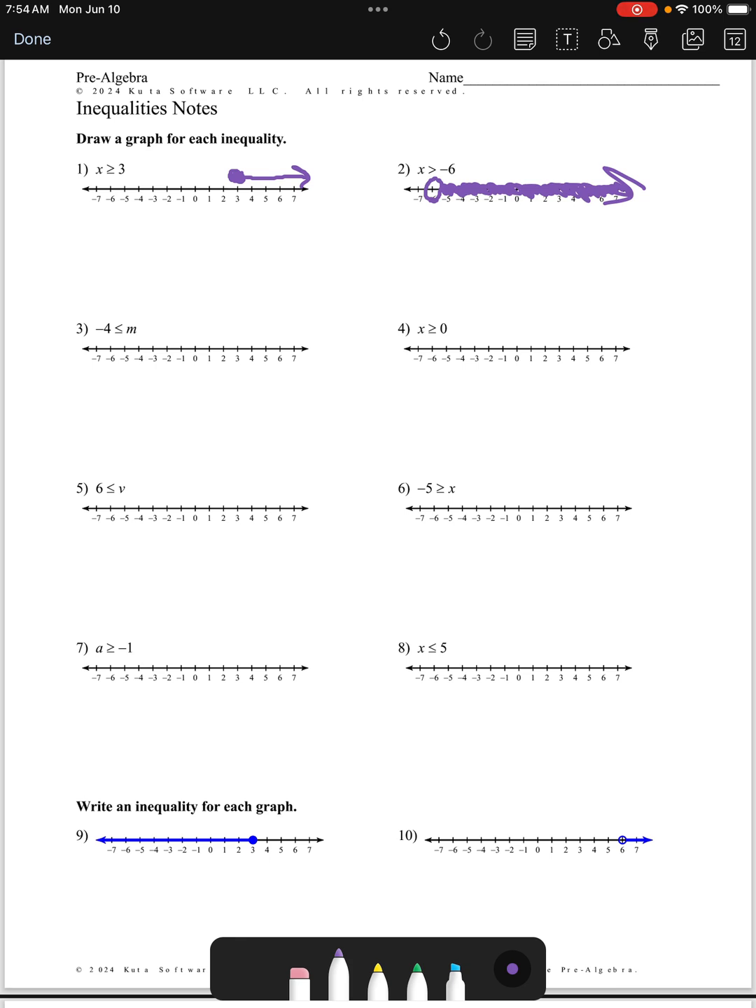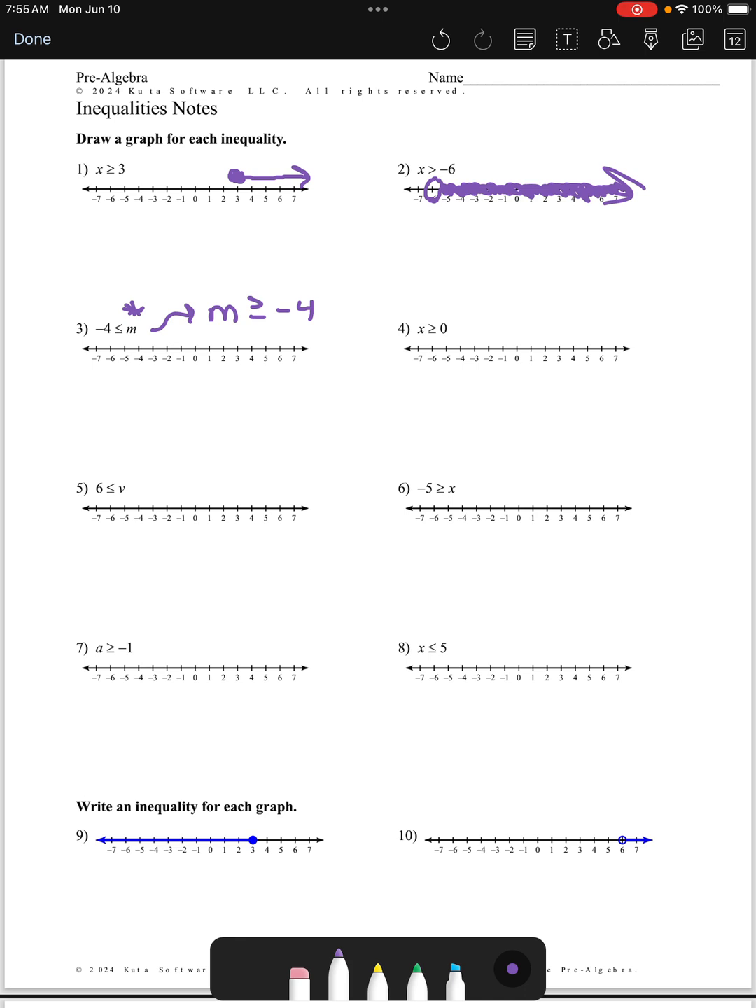In number 3, we have negative 4 is less than or equal to m. Now, something important to notice here is that our variable is on the right side instead of the left side. And with equations, it didn't matter in the slightest. But with inequalities, that can lead us to make a mistake when we make our graph. My suggestion, anytime the variable is on the right side, you just want to take the inequality and spin the whole darn thing.